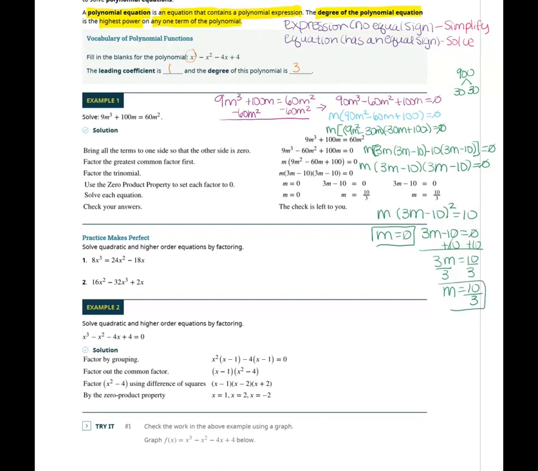So this would be our second solution, which they just did twice because it was squared, but technically you only have to do it once because that's called multiplicity, okay? So m equals 0 and 10/3, which is what they got. And then you would check your answers by plugging them back in, okay? But like they said, we'll leave that to you.